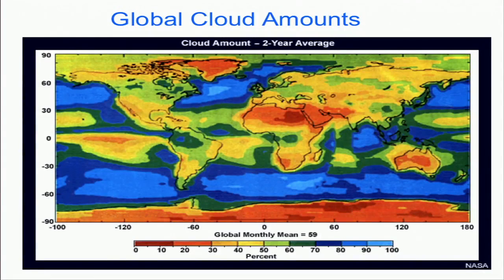A daunting limitation for satellites is actually observing the surface of the planet. Even high clouds, high up in the atmosphere in the troposphere, can completely block a satellite's view in the visible and in the infrared, which are wavelengths that we would like to look at to try and estimate the Earth's radiation budget and other things.